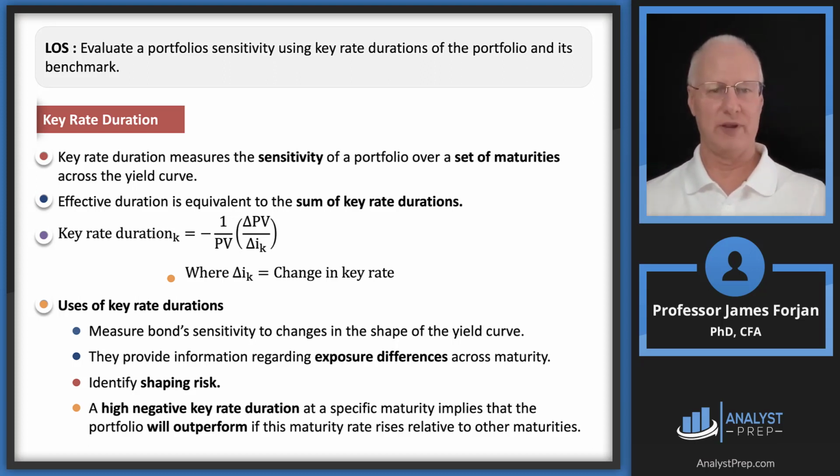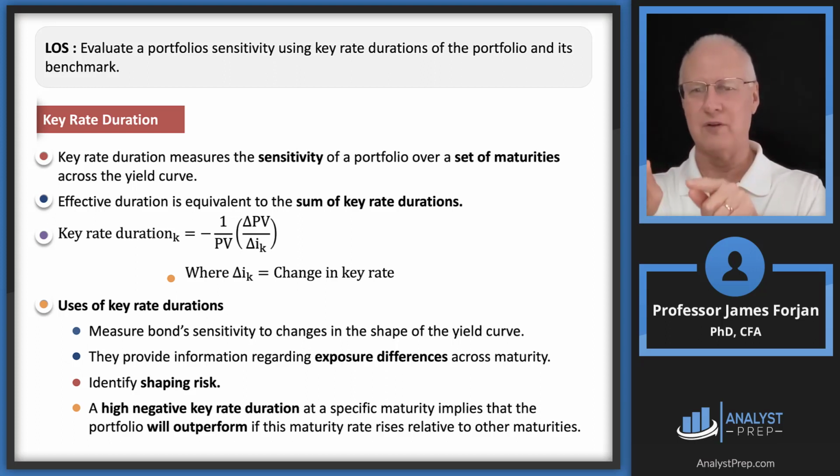So the uses of key rate durations: they measure bond sensitivity to changes in the shape of the yield curve at those key rates. What it does is provide tremendously useful information regarding the exposure. So what if something crazy happens when we want to buy a motorcycle, buy a beach house, send our children to college, what else did I say? Whatever, retire and travel to Italy or whatever it is.